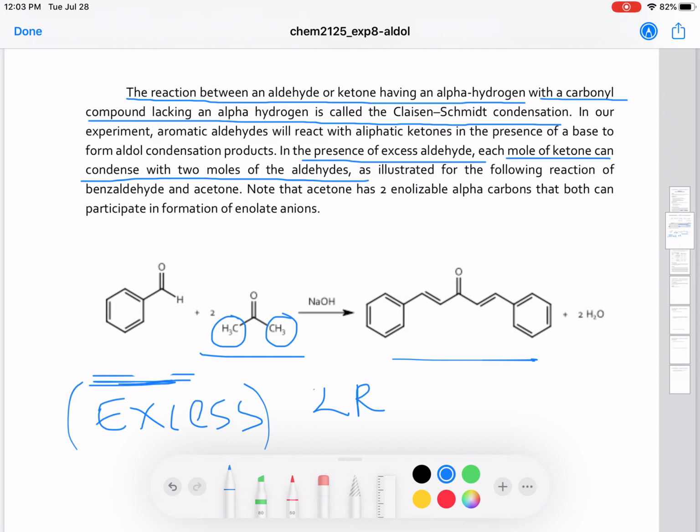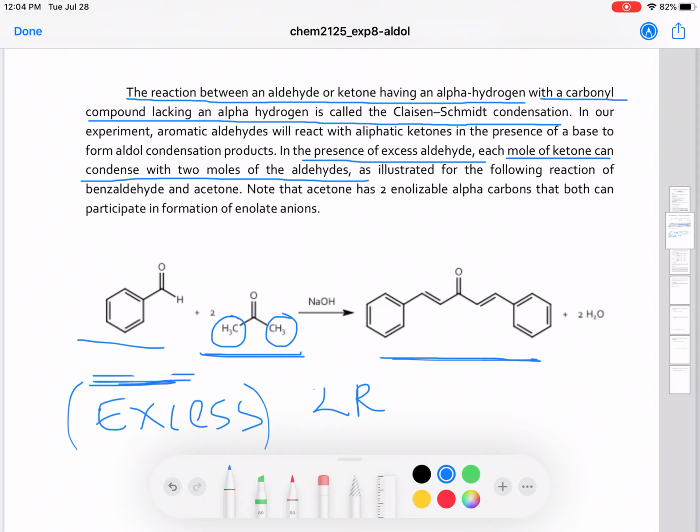But we know for sure that there are 2 alpha hydrogens, one on each carbon, that can condense separately with the aldehyde, and then you will have the 2 aldehyde groups added on to the alpha carbon of the ketone, and your product is going to be something like this. This is after doing the condensation, meaning you first make the 2 alcohols, beta hydroxy carbonyl compound, and then you dehydrate to form alpha beta unsaturated ketone.